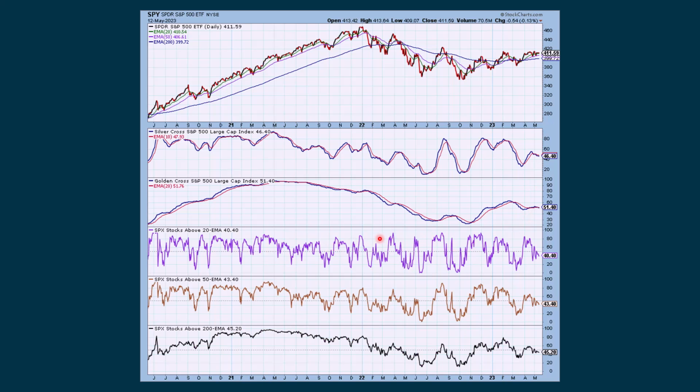This also measures the S&P 500 stocks above their 20-period exponential moving average, and that is declining, as well as those above their 50-period exponential moving average. And then at the very bottom, those that are above their 200-period moving average. This is showing us that there's internal weakness in the market. And we're seeing this also in other charts where it's just a few big companies that are really taking charge of the market. If they have an up day, we go up. If they have a down day, we go down.